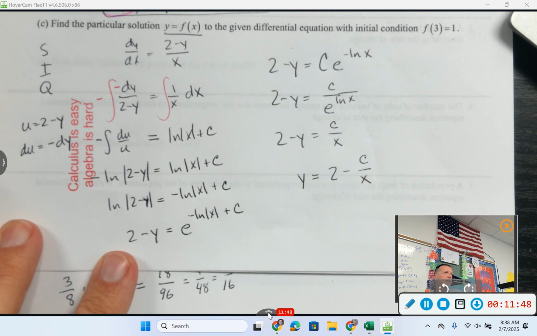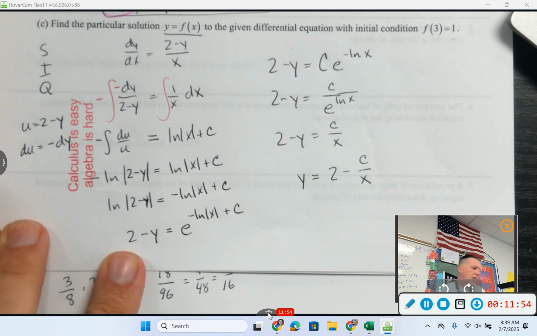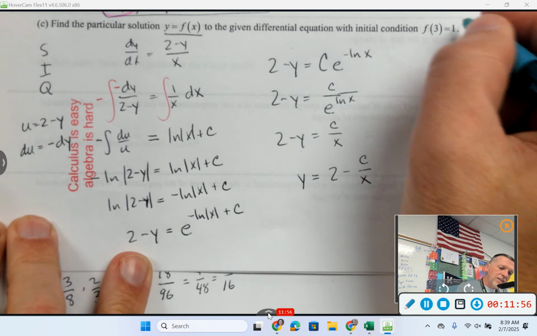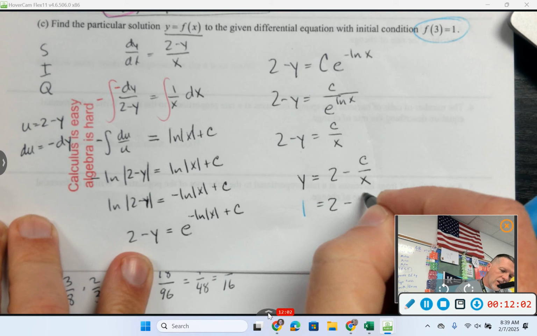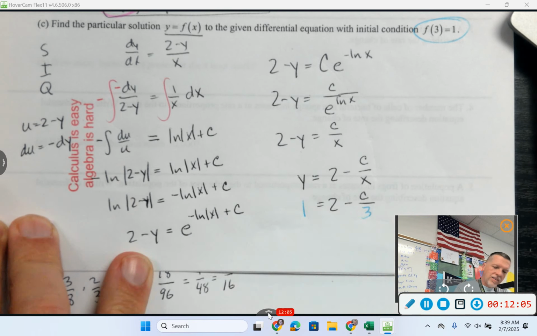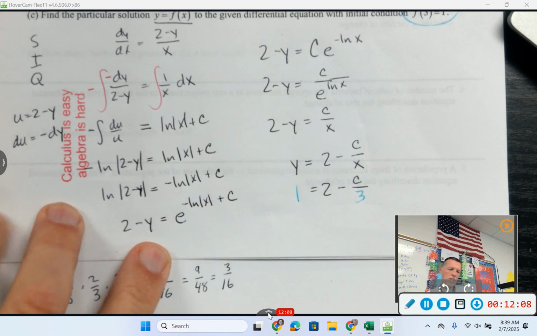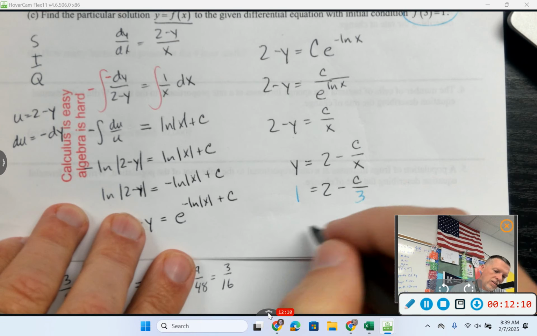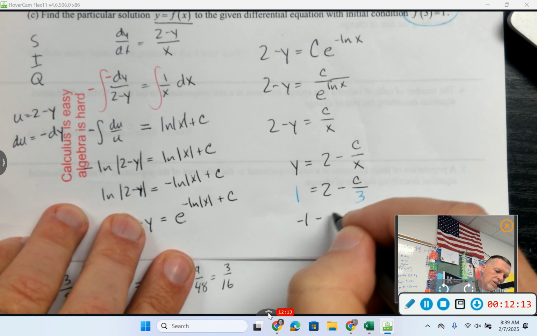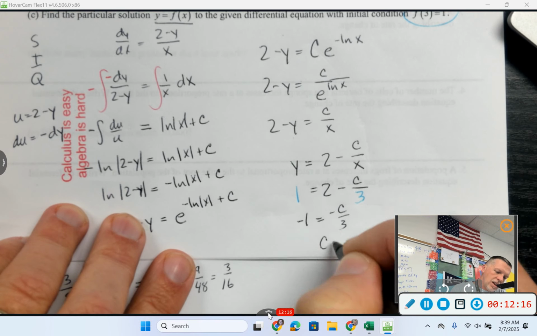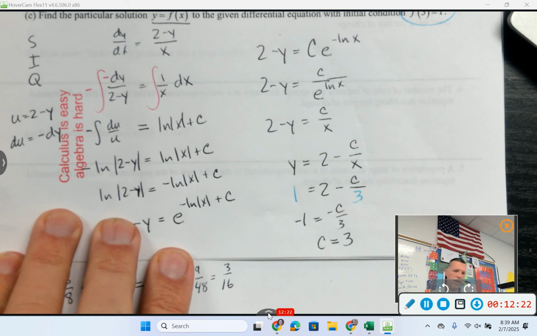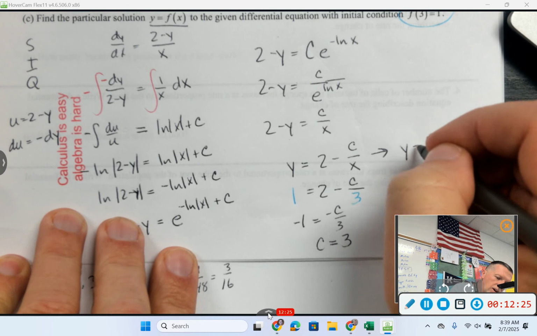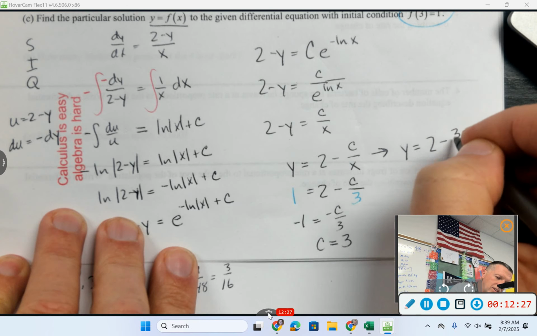And now I can plug in 3, 1. It's always the blue pen step. 1 goes in for y. 3 goes in for x. Let's see. So 1 minus 2 is negative 1. Multiply both sides by negative 3. C needs to be 3. So y equals 2 minus 3 over x.